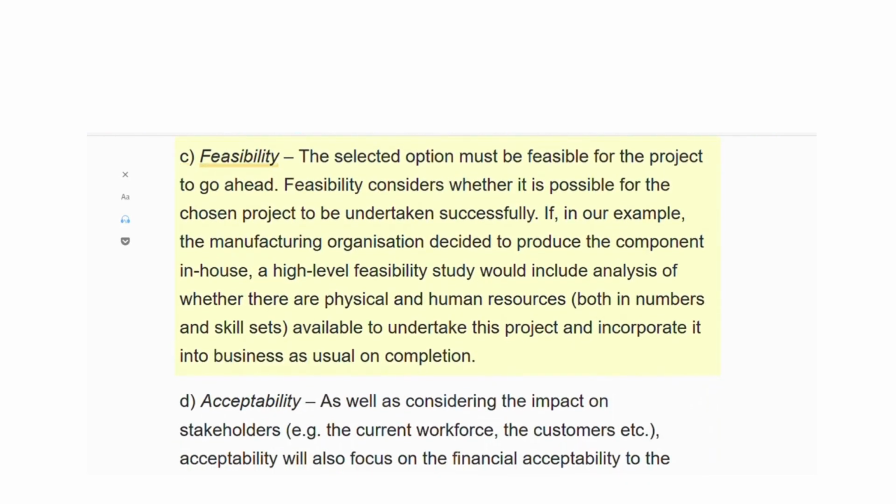C. Feasibility. The selected option must be feasible for the project to go ahead. Feasibility considers whether it is possible for the chosen project to be undertaken successfully. If, in our example, the manufacturing organization decided to produce the component in-house, a high-level feasibility study would include analysis of whether there are physical and human resources, both in numbers and skill sets, available to undertake this project and incorporate it into business as usual on completion.